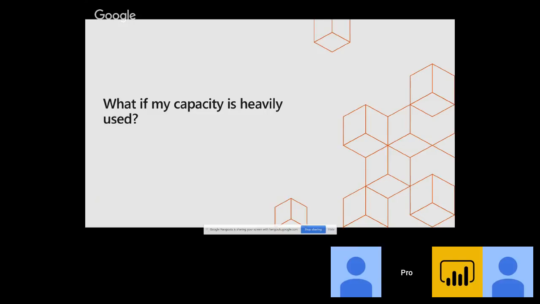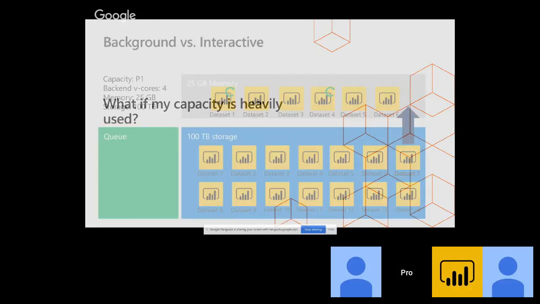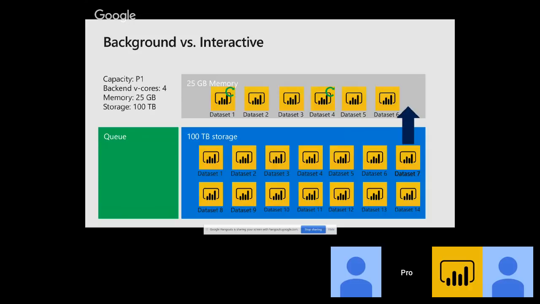So far, we've looked at queries and we've looked at refreshes separately. What if your capacity is now being heavily used and you've got a combination of refreshes and queries going on at the same time? So in this example, I have 4 data sets that are actively being queried. Since they're actively being queried, it means they can't be evicted. We will not evict anything from memory that's active. And then we also have refreshes, 2 of them in this case. And dataset number 7 now wants to come in and be queried. We don't have memory for dataset number 7.